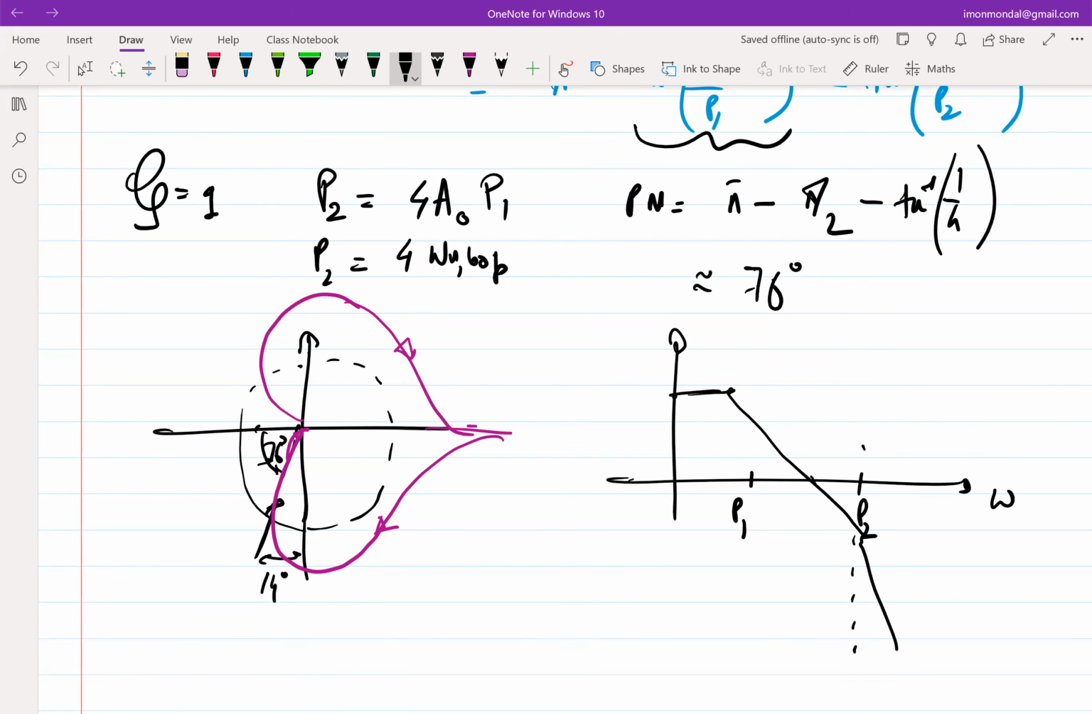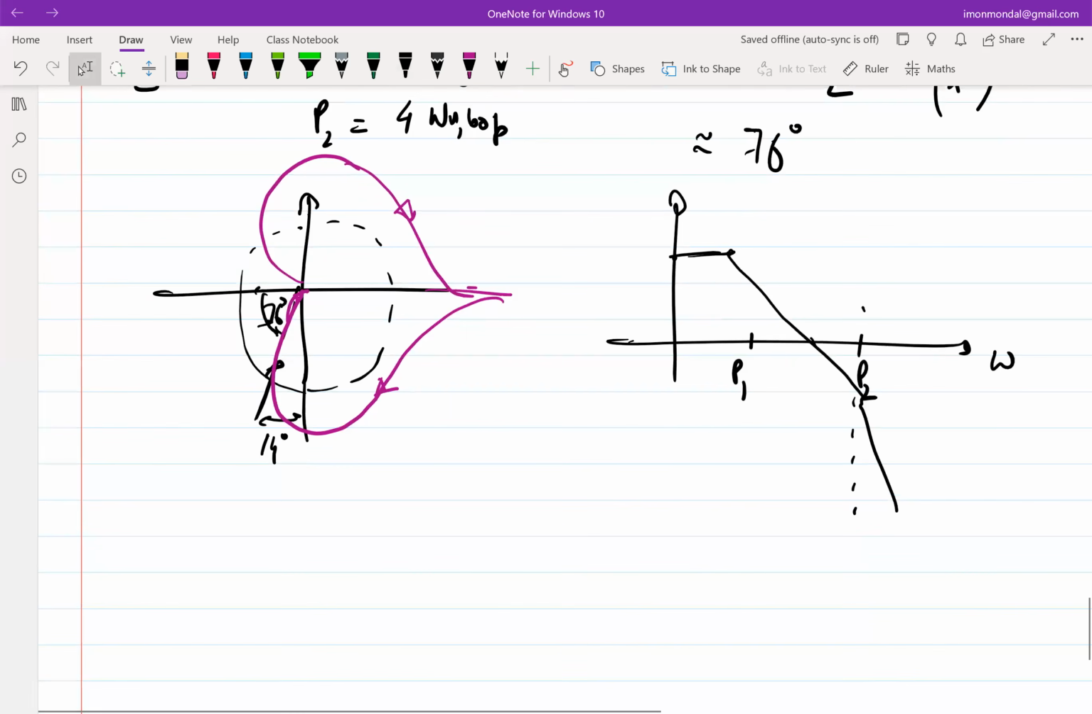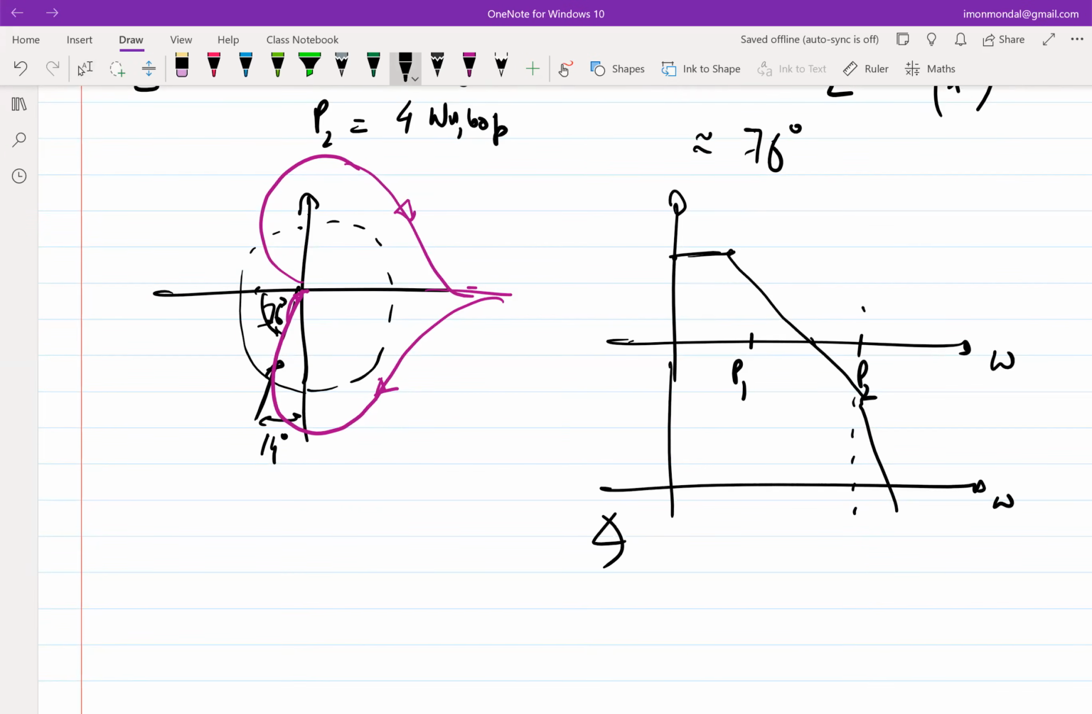And the phase contribution due to P1, since P1 is far below omega U loop, doesn't appear the way I have sketched, but it will essentially become minus 90 degrees at omega U loop. And this P2 will give you an additional 14 degrees before it goes off to minus pi. So essentially, this will be 76 degrees. That is your margin.